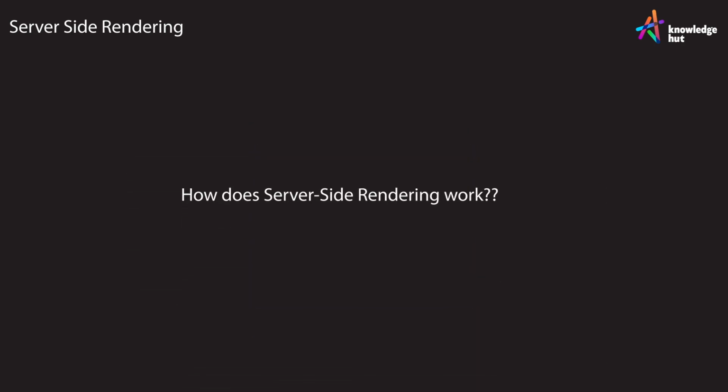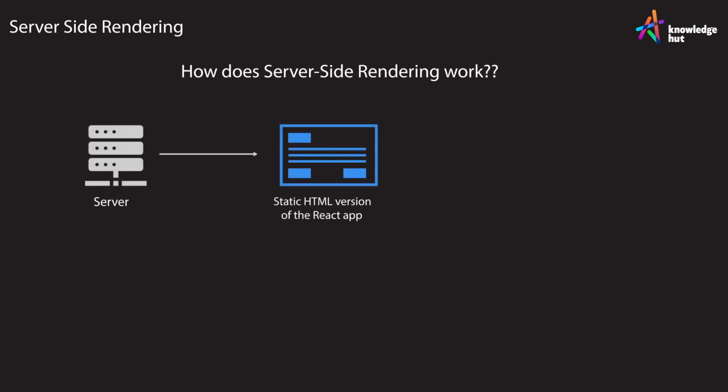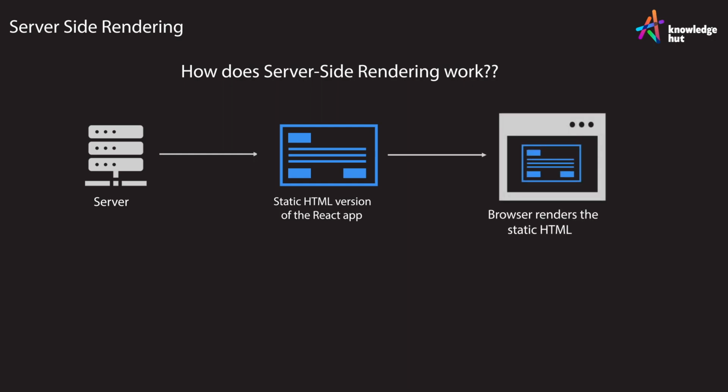So, how exactly does server-side rendering work? First, the server sends a rendered static version of the React app. This is the same React app that will run on the client. The browser uses this to render the page, and the user can now see the app in the browser instead of a blank white page. This is your server-side rendered app in action.